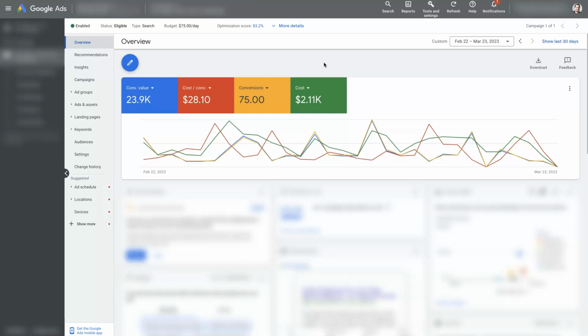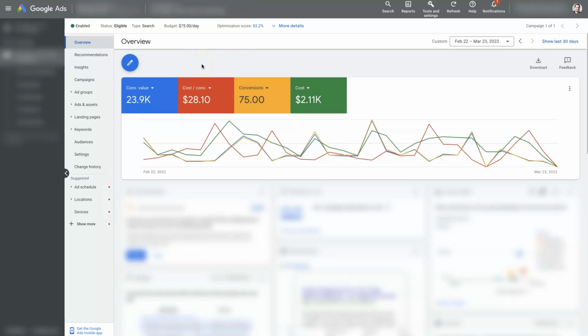So if we're seeing great performance on this campaign, so we're getting a $28 cost per lead, we've got 75 conversions. The value of those 75 conversions is roughly $24,000 worth of leads, revenue that we're generating. So that's a pretty good return on investment. So we probably could look at maybe increasing the budget by, say, 20%, see how that goes. So maybe add $10, $20 a day to the ad spend budget.